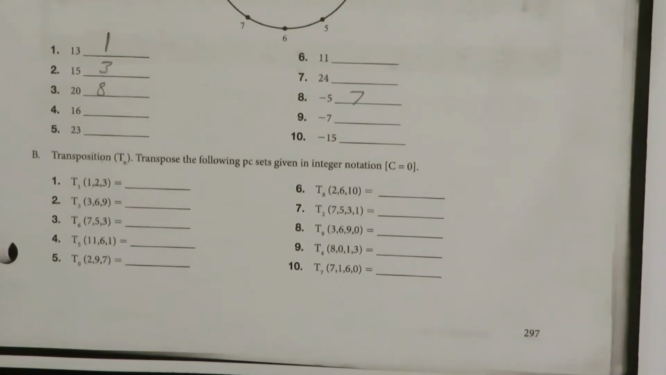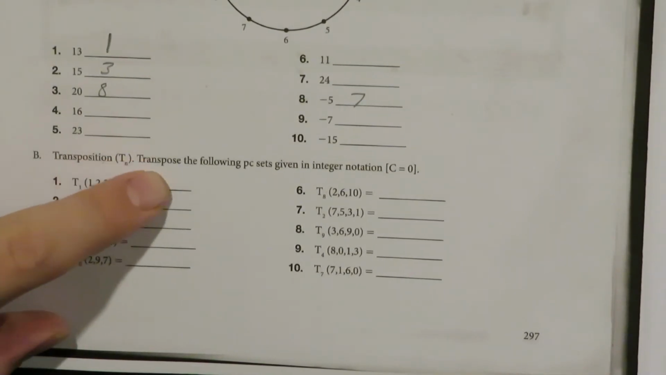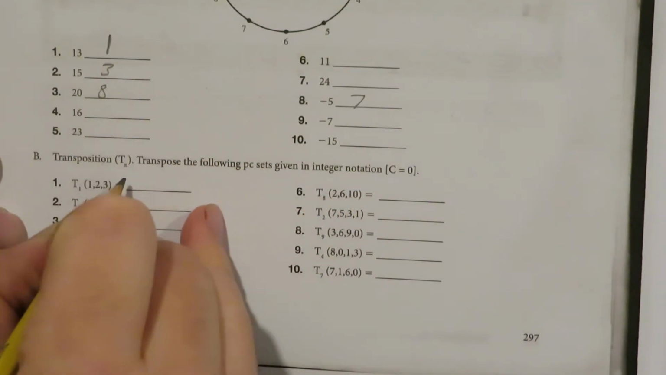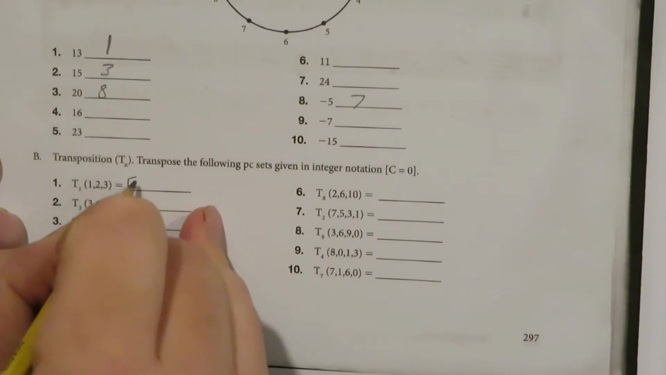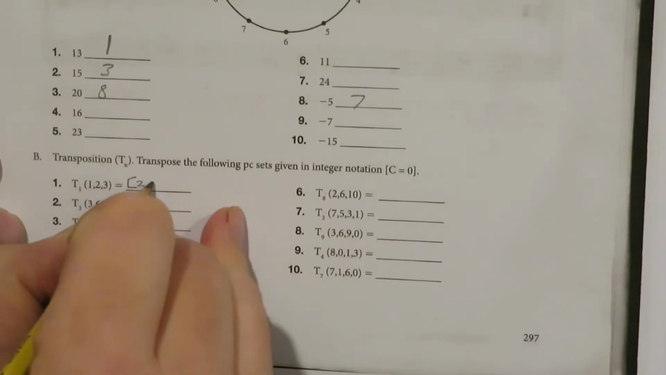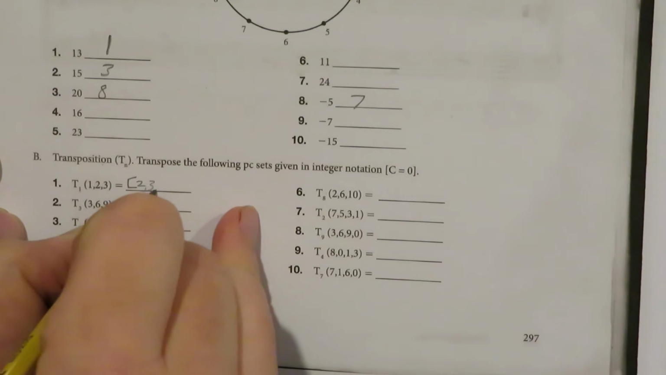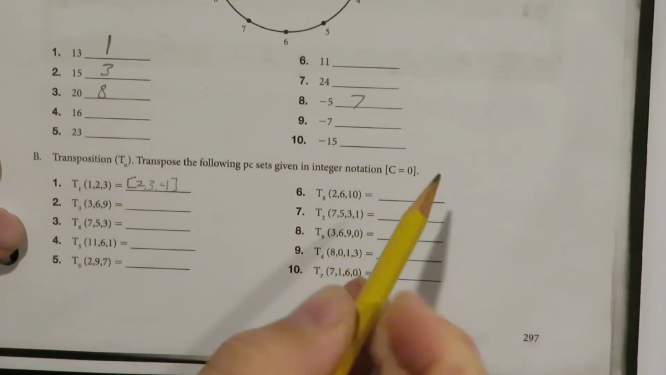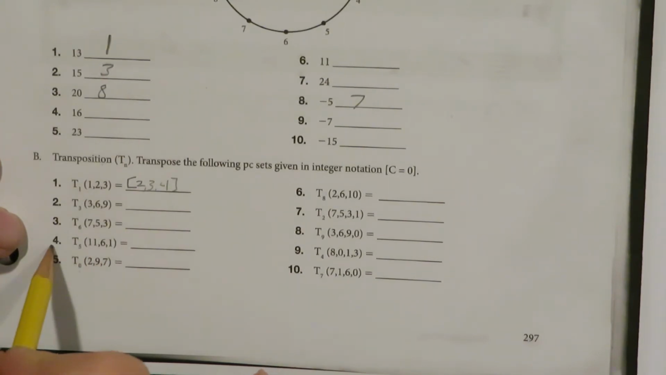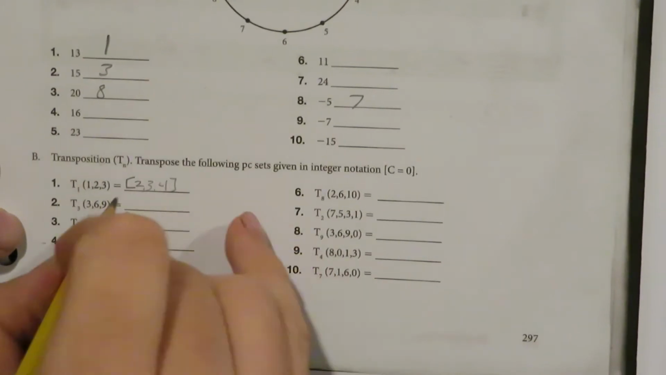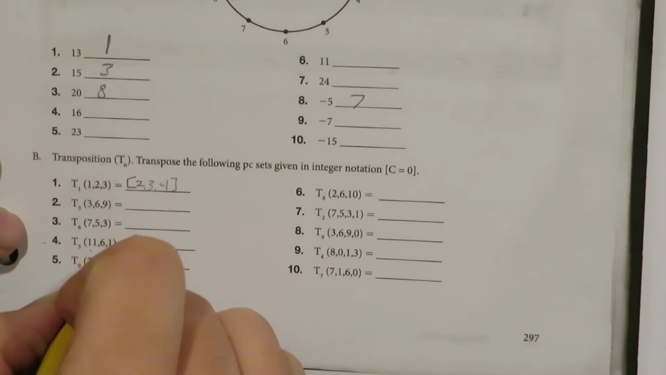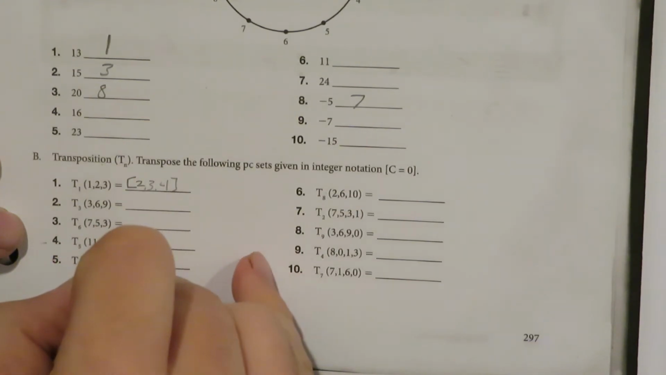Now let's look down here at this section, talking about these transpositions. It says transpose Tn, transpose the following PC sets given in integer notation. So, bracket, transpose by 1. 1 plus 1, 2. 2 plus 1, 3. 3 plus 1, 4. Bracket. Let's do one like this. Oh, that's 0. Never mind. Let's do number 4 right here. T5, bracket. 5 plus 11 is what? Well, it's 16. 16 minus 12 is 4.